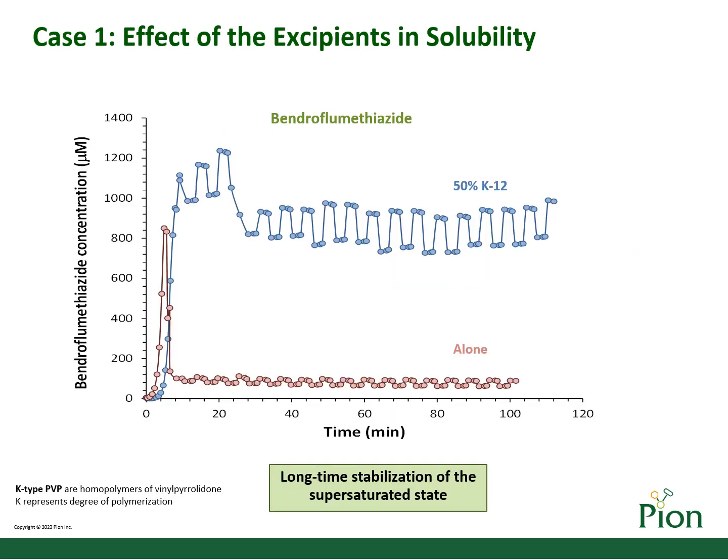This is the same graph as before. This is bendroflumethiazide without excipients. And this is bendroflumethiazide when Plasdone K12 is added. When 50% of Plasdone is added, the solubility increased and stays supersaturated for the entire duration of the experiment. I would like to emphasize that the supersaturation state is the solubility of the amorphous form, in this case promoted by the interaction between the drug and the excipient, and eventually will come back to a more stable form at the equilibrium with the most crystalline form.